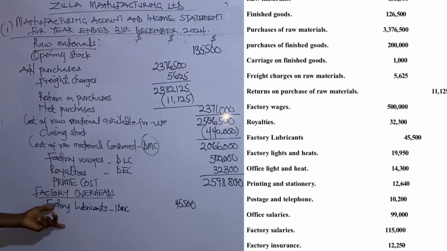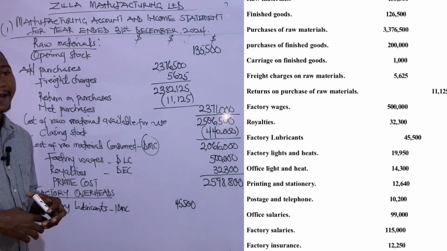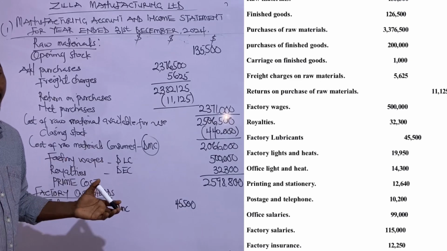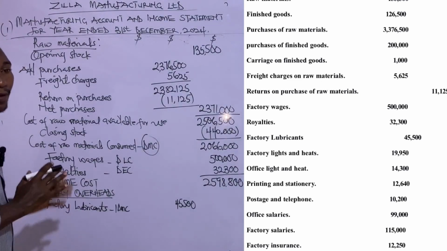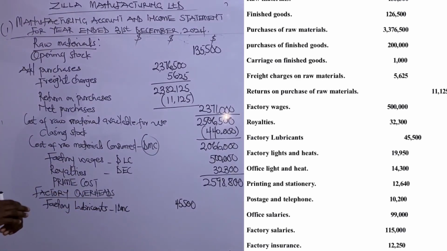Listen, this indirect cost that is incurred in the production process, we are only considering the indirect cost relating to the factory. There could be other indirect costs, like let's say we have other insurance which is not related to the factory. We will not bring it here. We are talking about indirect costs that are incurred as a result of the factory. Is that okay? So everything we bring here is about the factory. The next one to look for is factory light and heating.